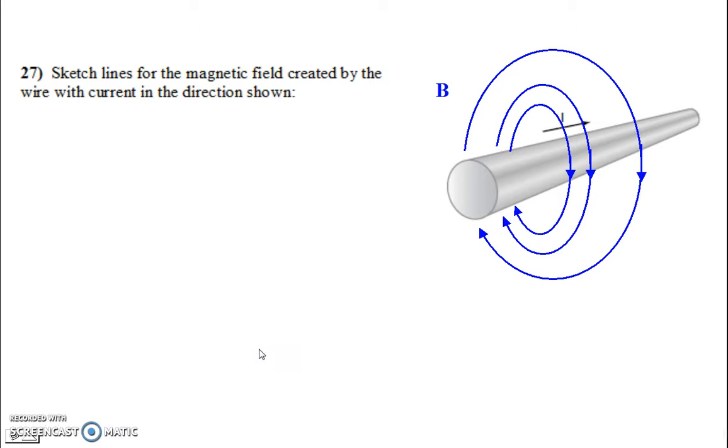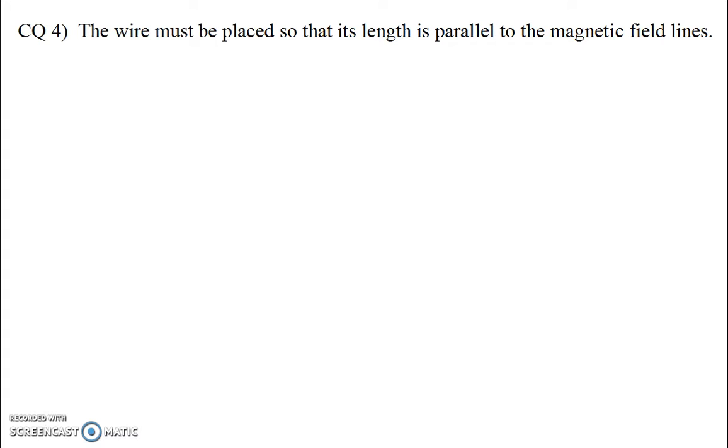Okay, let's get into some of the questions from the textbook in Cutnell and Johnson. We'll start here with conceptual question 4, which asks how you could orient a current-carrying wire inside a magnetic field to feel no magnetic force. And hopefully you said something like this. It's going to be placed so its length is parallel to magnetic field lines. You didn't have to say those exact words, but something like that.